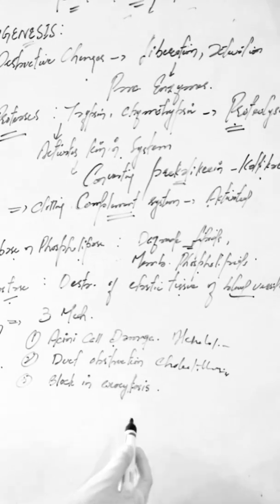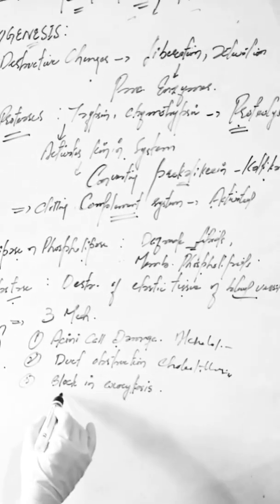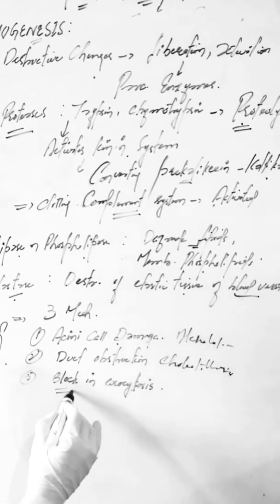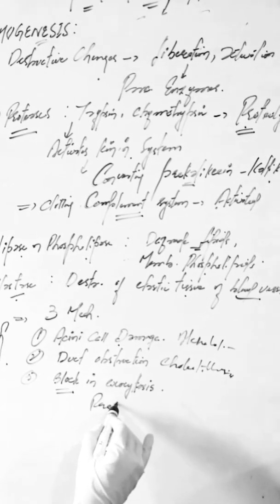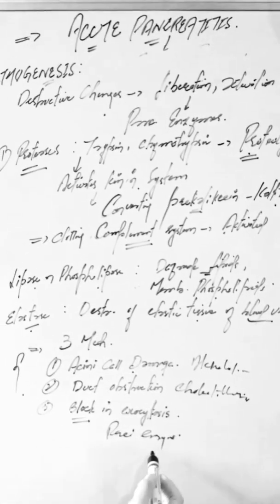enzymes from the ducts into what? Into the interstitial tissue. Or the third mechanism will be a block in exocytosis of what? Of pancreatic enzymes. Okay. What will happen from that? It may be occurring from what?